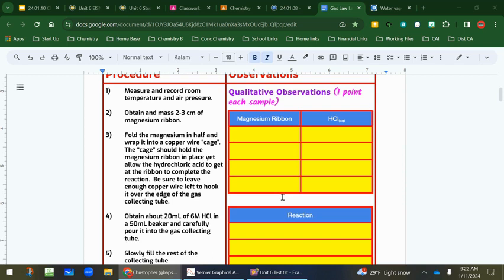Okay? So the problem is you need to take this magnesium ribbon and we need it to stay in the bottom of the container during the reaction. We don't want it to float up to the top because it will slow down the reaction.